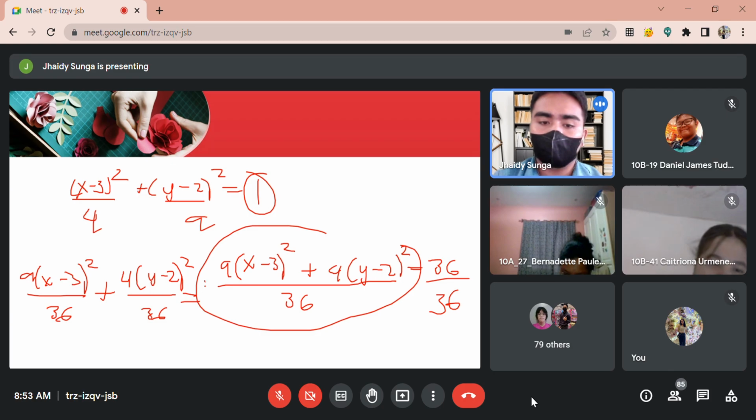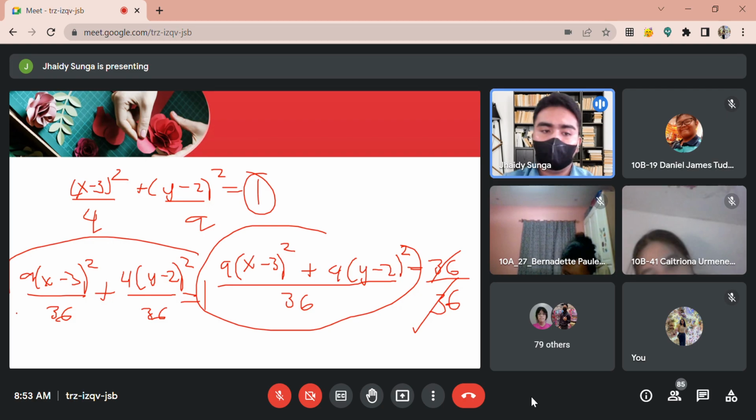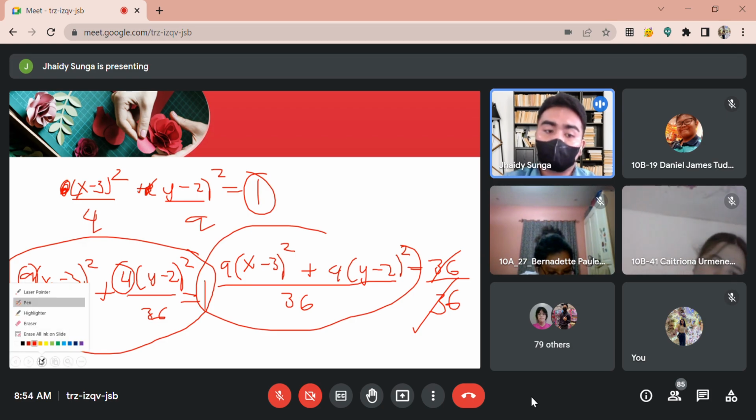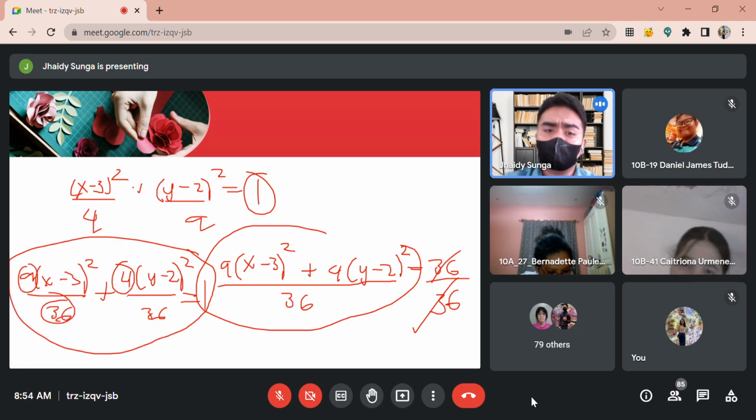Then equals to 1 because 36 over 36 is equal to 1. Now, you now have this form. But remember, in the standard form of your ellipse, you don't have any coefficient beside the two x or y intercepts. Correct? So what are you going to do to these numbers? You're going to divide this one with this one, or get the lowest term of that fraction. How are you going to get the lowest term? By its LCD or by its GCF.